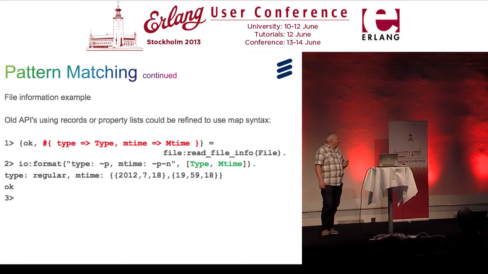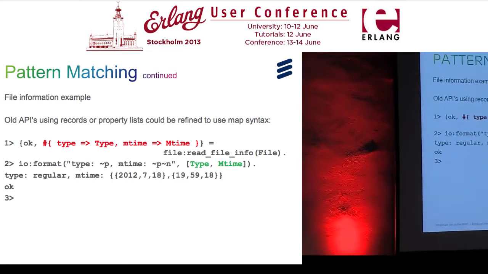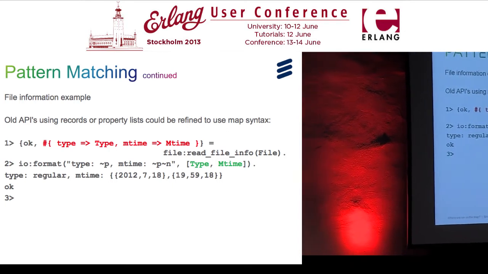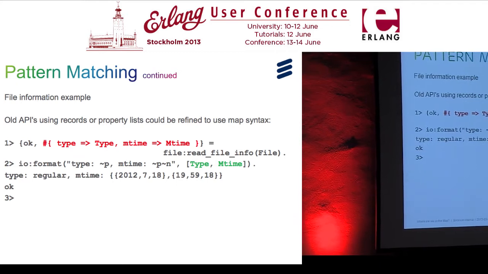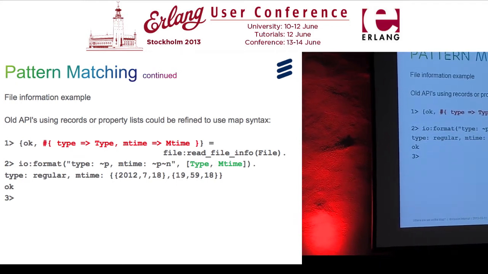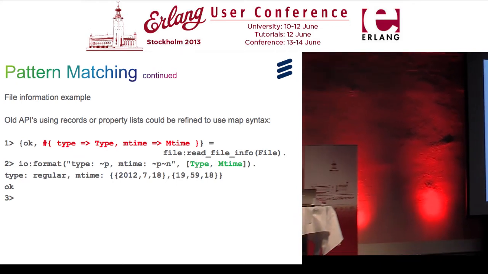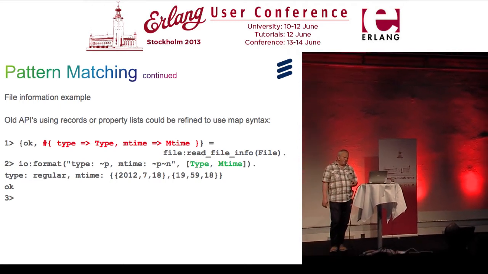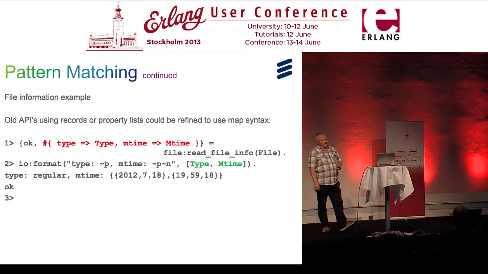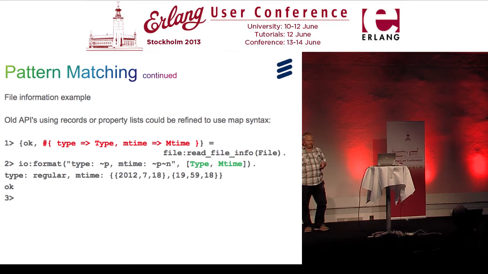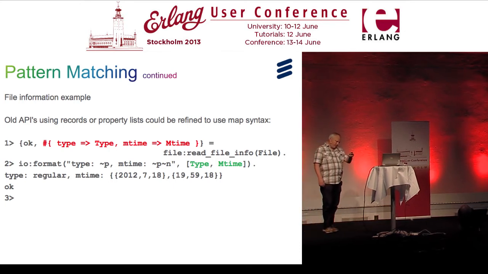Okay, here's another example of pattern matching where you might have replaced a record use with a map instead. This file read file info, for example, returns a record today, and it requires the user to include the record definition. If you use the map in a case like this, you would not require any include files.